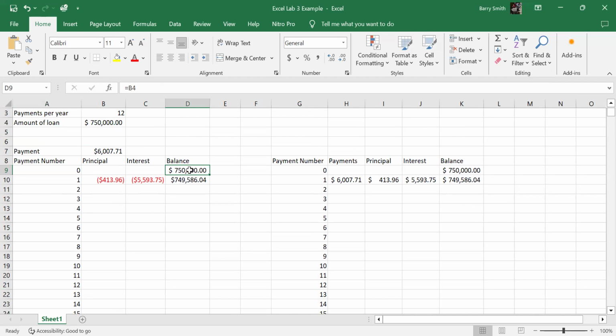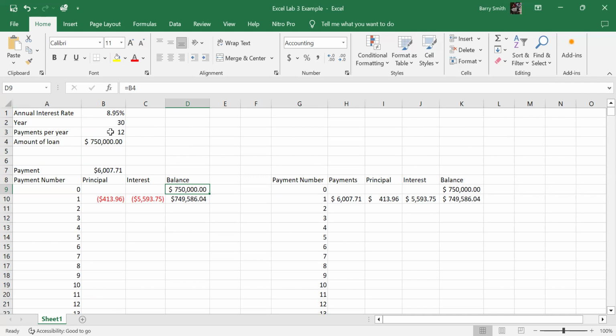Now our balance, that's just our B4. We're just going to reference that, so if we ever change the numbers, we can always put in something new here and we have the whole thing done. And then we're going to use a principal payment and an interest payment to find these two values.